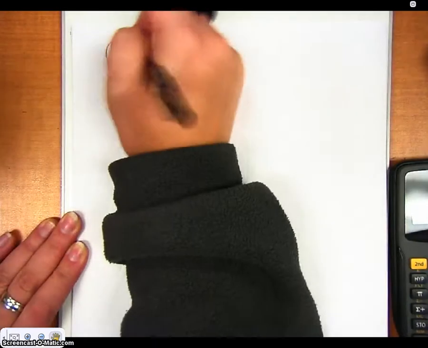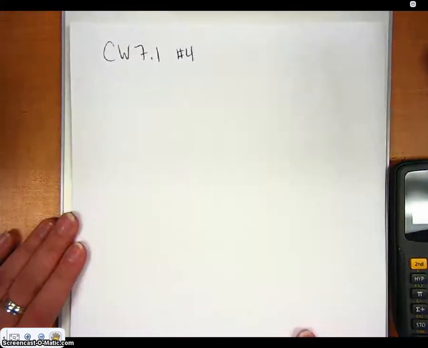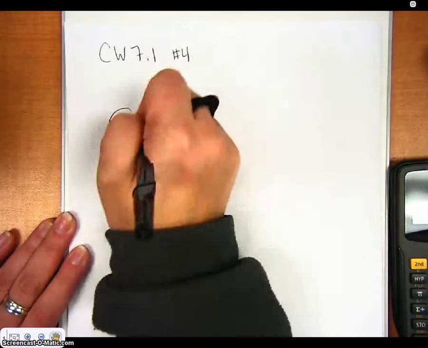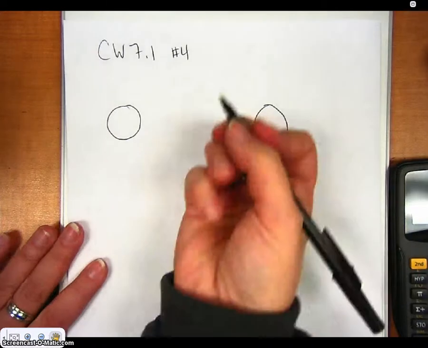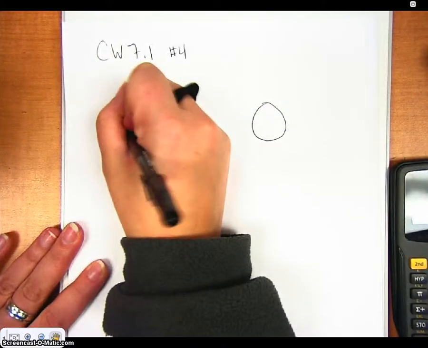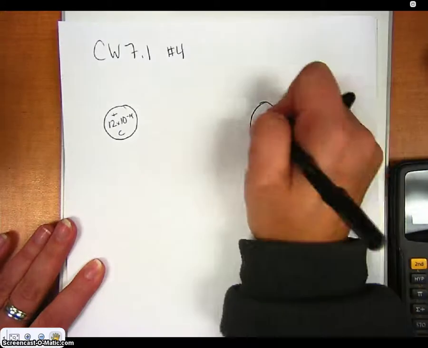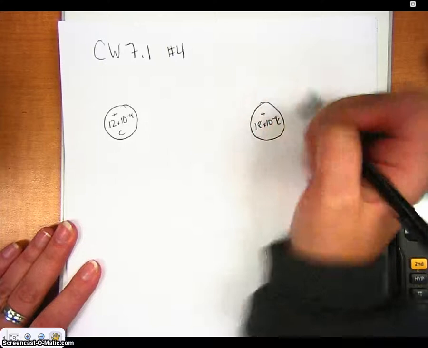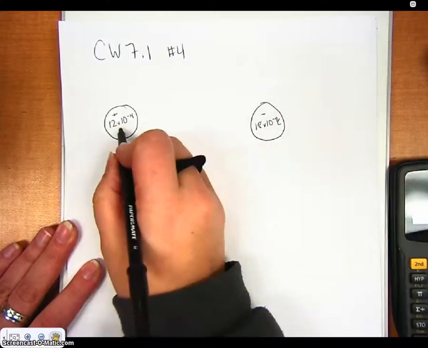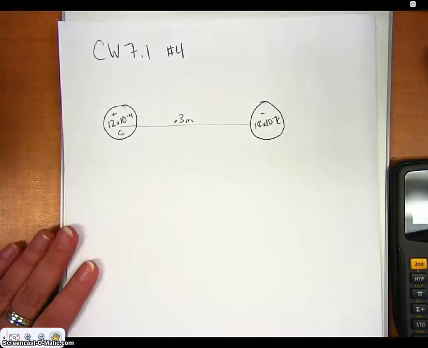Okay, so I'm just going to draw a scenario. Again, this is classwork 7.1, number 4. So you have a conducting sphere here and a conducting sphere here. This one is 12 times 10 to the negative 9th coulombs, and it's positive. And here I've got negative 18 times 10 to the negative 9th coulombs, and the distance between them is 0.3 meters. So it's just a Coulomb's law problem.